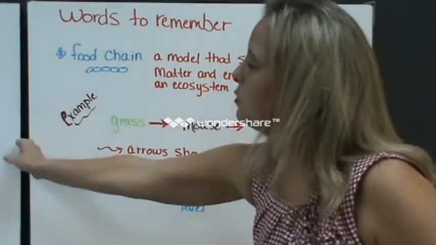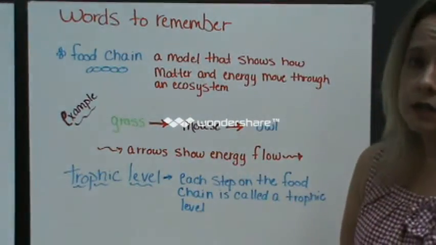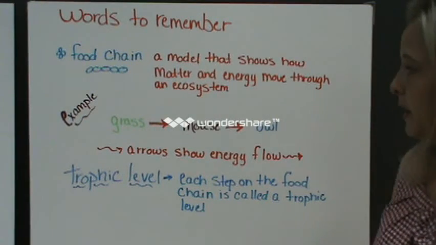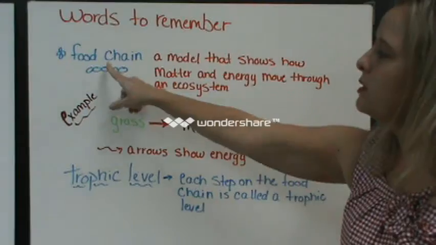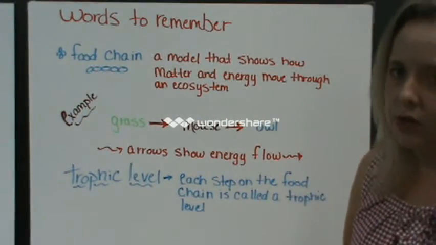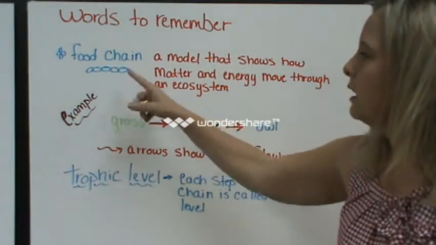All right, here are some words that we need to remember. This hopefully is review. We've talked about it in class, but just in case, here we go. One of the words that you really need to understand is a food chain. A food chain is a model.